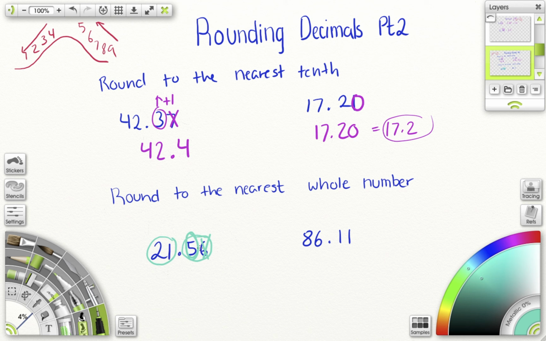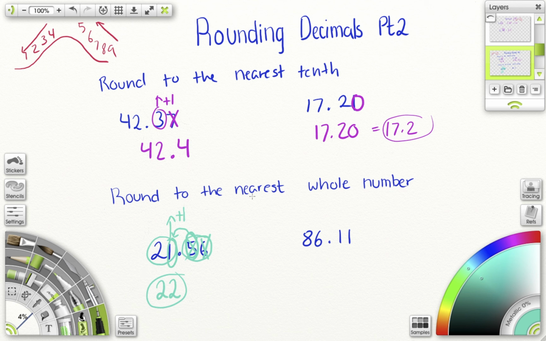We have 21.5. 5, we round up. So what happens is I go to the left of this decimal. This digit here, it goes up by 1. The same thing as last time. So this becomes 20. So we get rid of this 5, and this goes up by 1. So this becomes 22. And you don't have to put a decimal there because it's a whole number. It's invisible. We know it's already there. So you can just put 22, and that's your whole number.